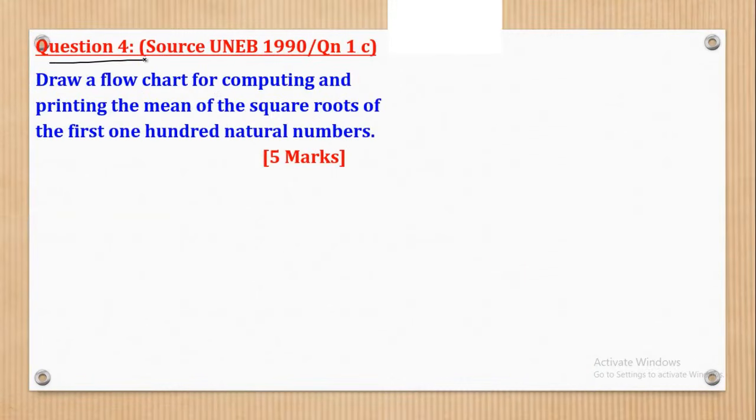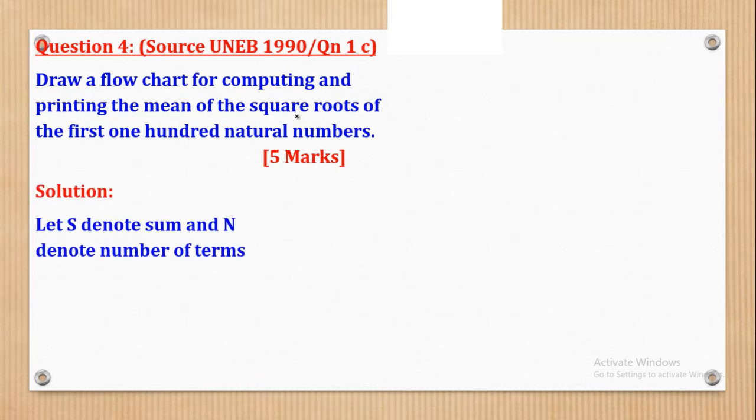Now we shall go to question 4, which came from UNEB 1990, paper 2, question 1C. Draw a flowchart for computing and printing the mean of the square roots of the first 100 natural numbers. So here, this term should not scare you, whether they say square roots or cube root or squares. The appearance of the flowchart will be the same. It's only the assignment which will change, as we are going to see here.